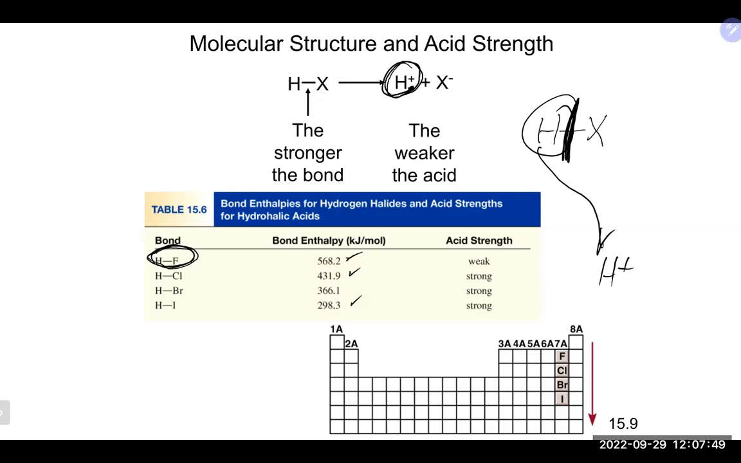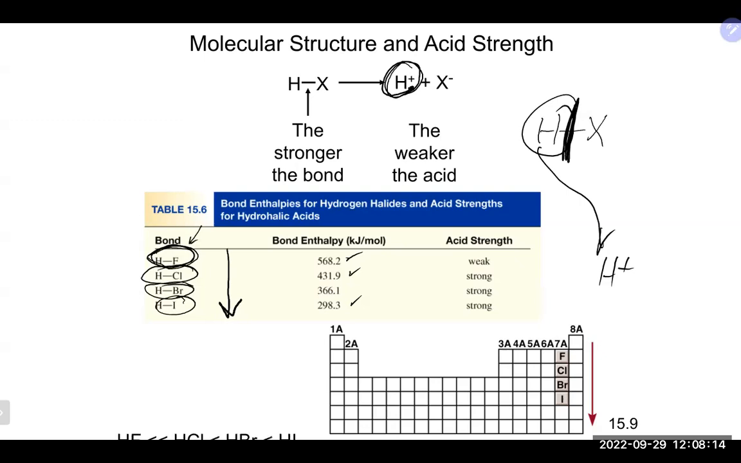And as the bond energy increases, the strength of the acid decreases, it goes down. So in terms of the order here in strength, it actually increases in strength as you go down group 7. That's why HI and HBr are strong acids, HCl is a strong acid, and our HF up there is a weak acid.